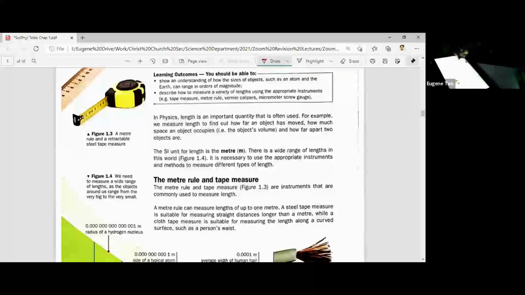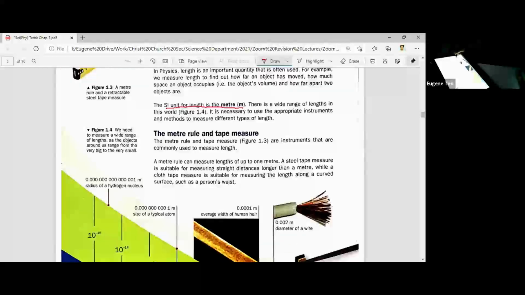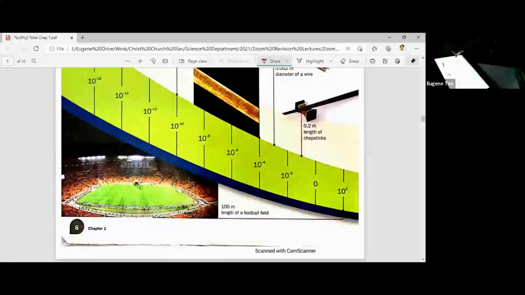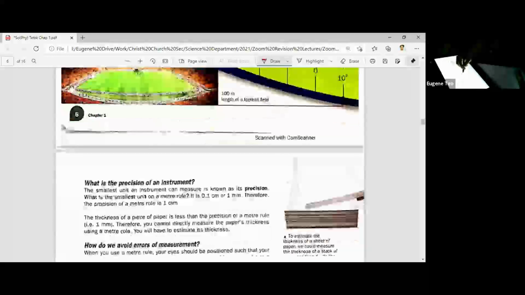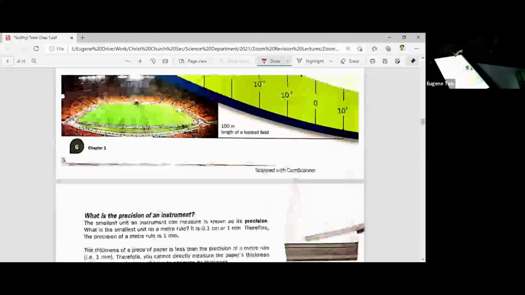Okay, I think most of you know that the SI unit for length is meters, so I'm not going to go through it. But typically, if you look at all these pages, they introduce to you this idea of the meter rule and measuring tape or tape measure. Okay, they also introduce to you the idea of precision of an instrument, and they introduce to you vernier caliper and micrometer screw gauge. So let's do step by step.